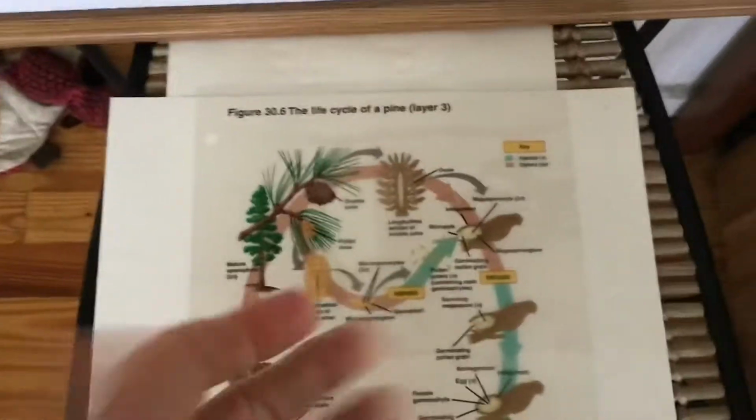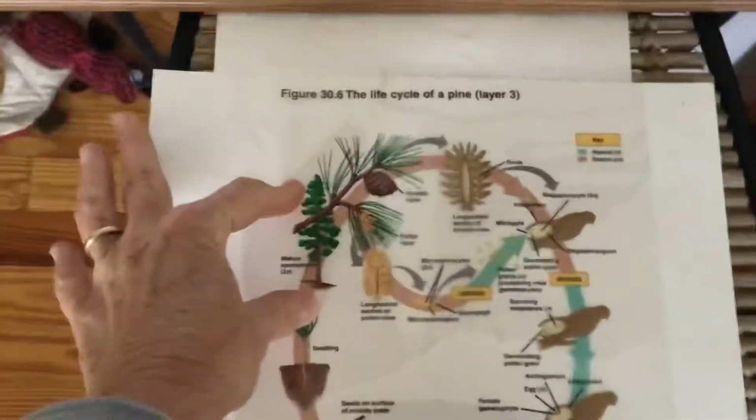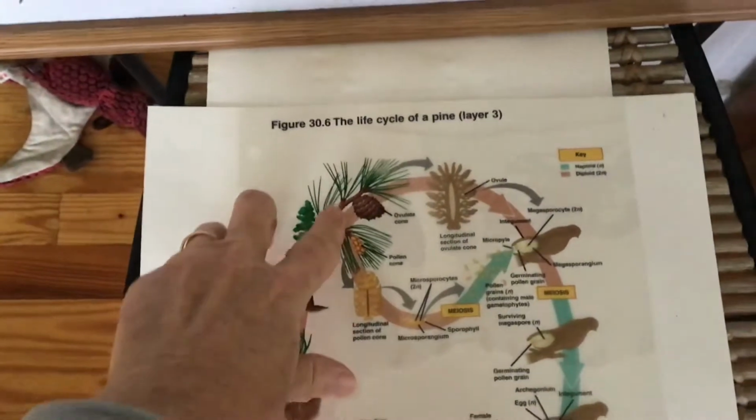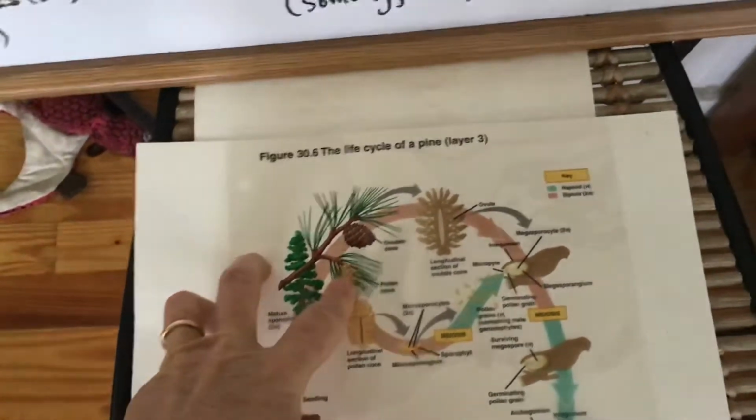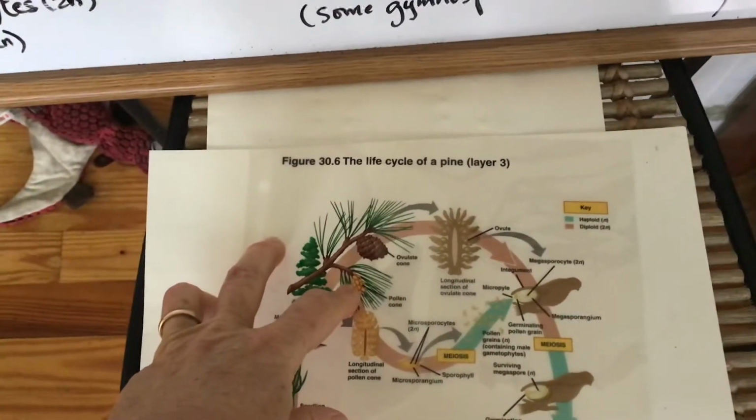So let's just briefly go through the life cycle. The main part of the plant is going to be the sporophyte, the pine tree, and it is going to produce both male and female cones, but this is monoecious. That means that they are found on the same plant.